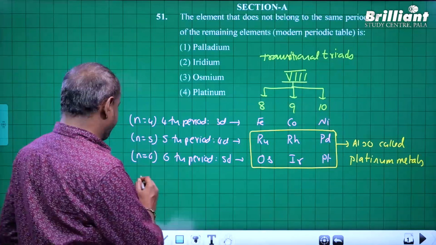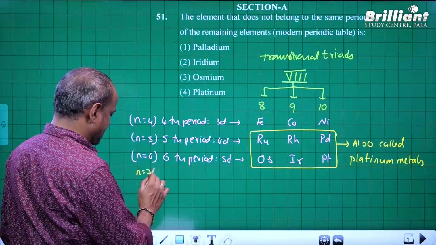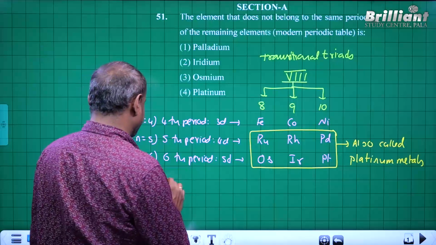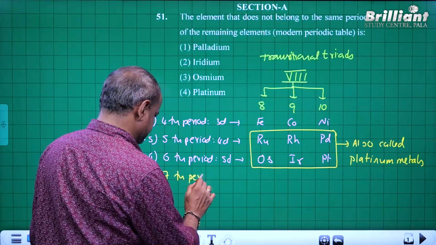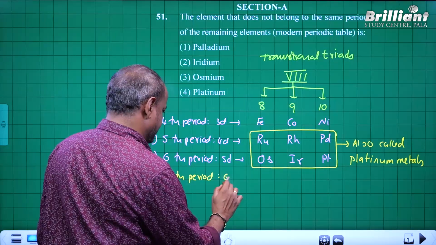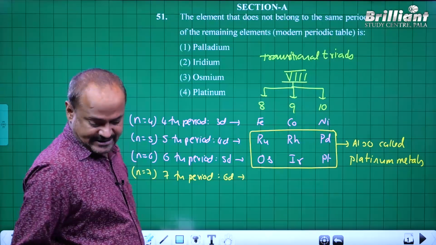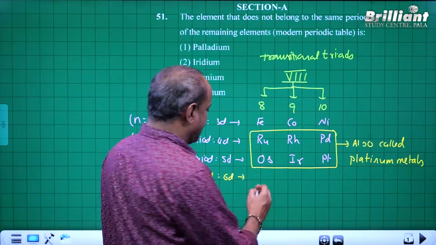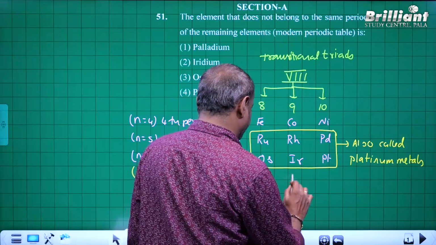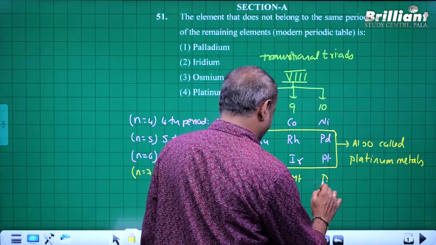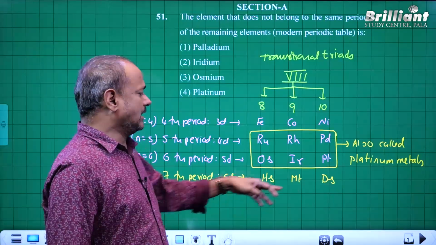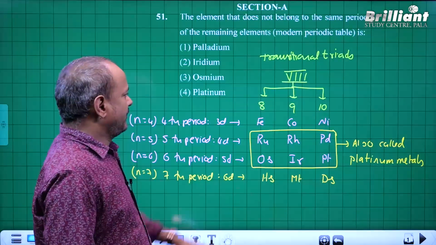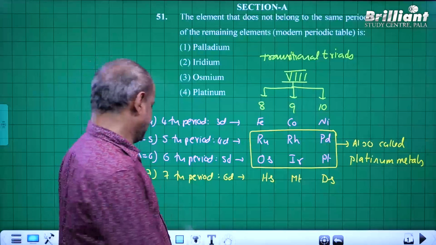The next row is the last row, the 7th period. That's called the 6d series: hassium, meitnerium, darmstadtium. But they are synthetic elements. So that is called groups 8, 9, 10.